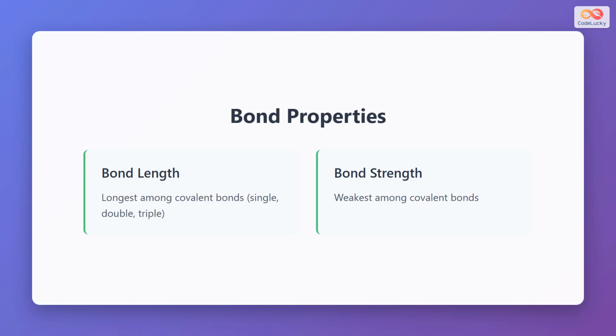Single bonds have distinct physical properties compared to other covalent bonds. In terms of bond length, single bonds are the longest among covalent bonds. This means the distance between the two bonded atoms is greater in a single bond than in double or triple bonds. Regarding bond strength, single bonds are the weakest among covalent bonds. This is because they involve only one shared electron pair, whereas multiple bonds involve more shared electrons, making them stronger.